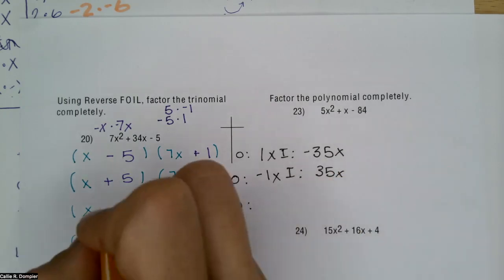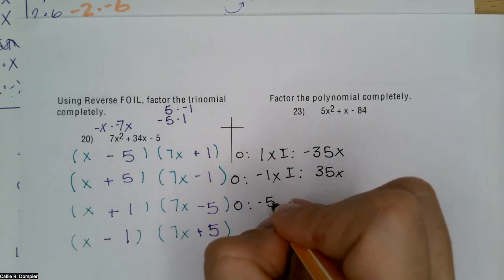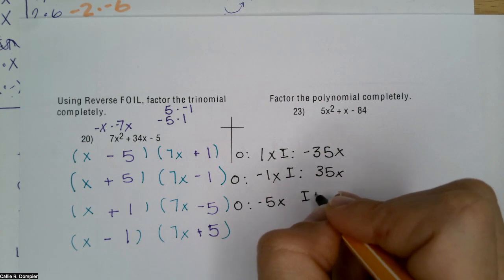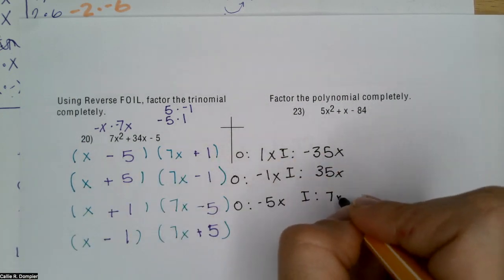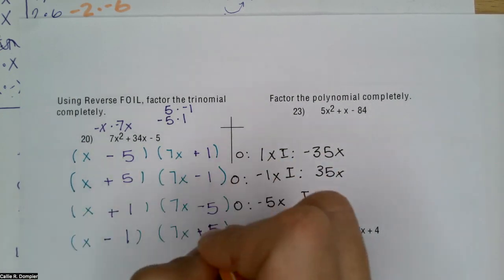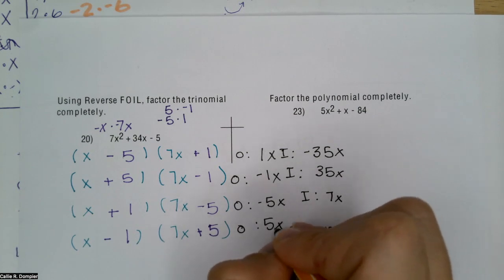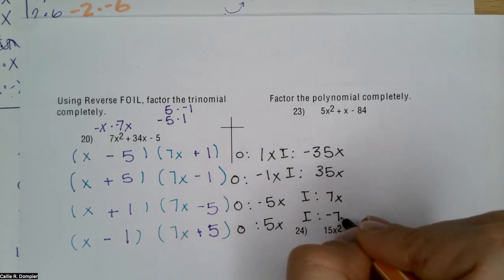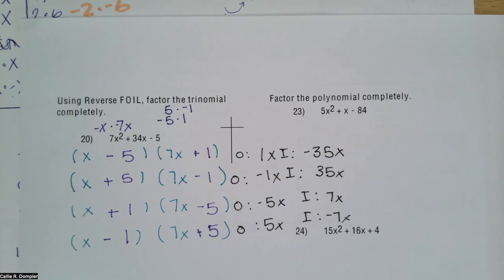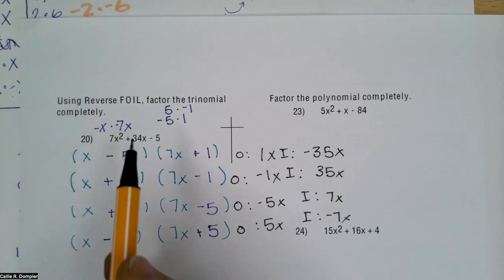Here, outside is going to be negative 5x, and inside is going to be 7x. Here, outside is going to be 5x, and inside is going to be negative 7x. Now, when we add those, we need them to add to equal 34x.